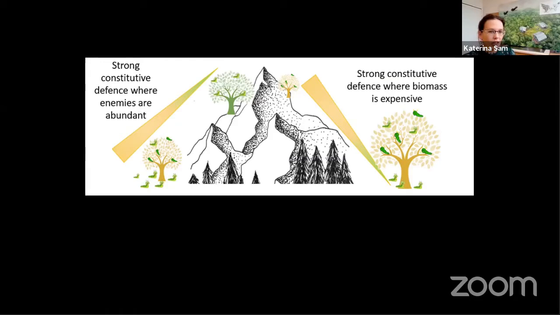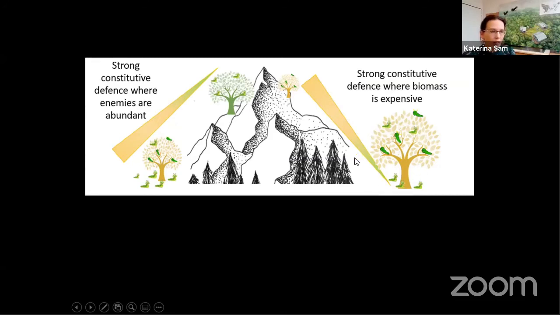in the lower elevation. And we have generally two hypotheses. One of them says that the constitutive defenses should be stronger in the places where the enemies are abundant and should be decreasing towards the higher elevations where the insects are not so abundant. The other hypothesis says that the strong constitutive defenses should be in the places where the biomass is very expensive to make and very expensive to replace. And it seems that the Ficus aliana is a direct example of the second hypothesis, protecting itself strongly by the constitutive defenses at the higher elevation and having only the induced defenses in the lower elevation.